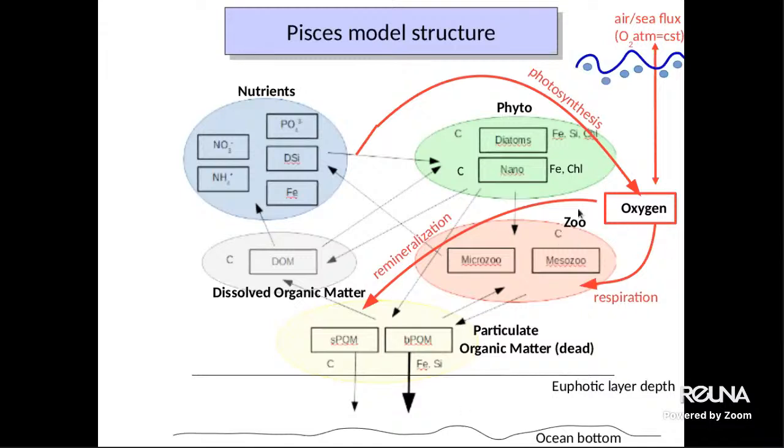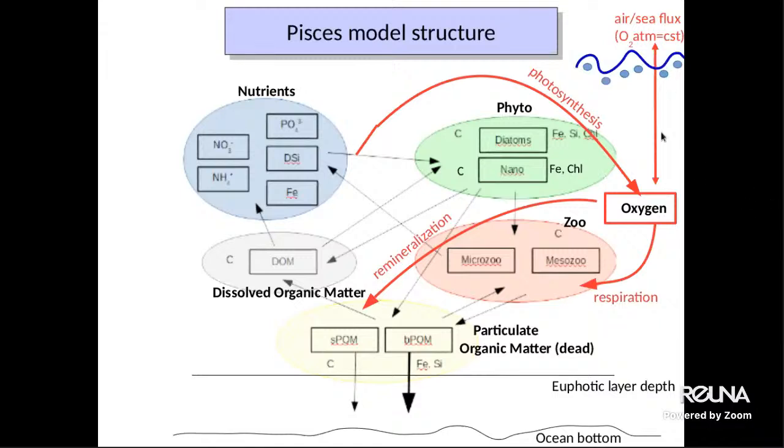When you have zooplankton, it is consuming oxygen because of respiration. So there is a sink of oxygen. This is this red arrow here. And also when you have bacterial activity that is remineralizing organic matter, you have a sink of oxygen. These bacteria also need oxygen to do their job, and so they consume oxygen.